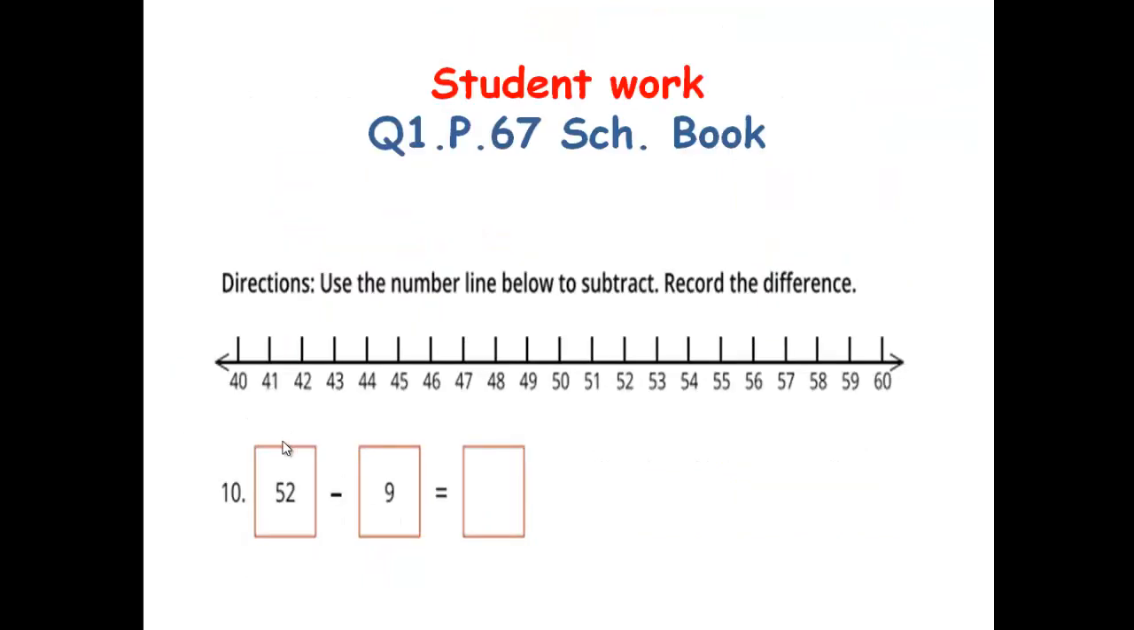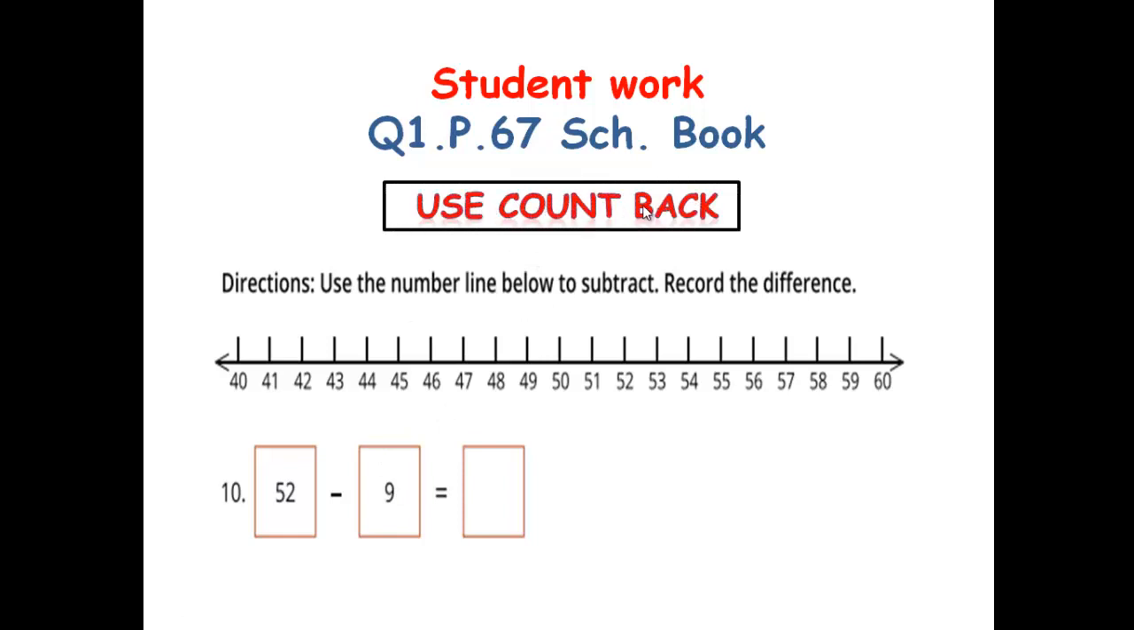Now, exercise number 3, I need you to do it by yourself. I'm going to give you 2 minutes to do it. You have a number line here, and he needs you to perform 52 minus 9. And I need you to use counting backward. Now I'm going to give you 2 minutes. Start. And remember, counting backward, start with the big number and count back. Start now. Do it.